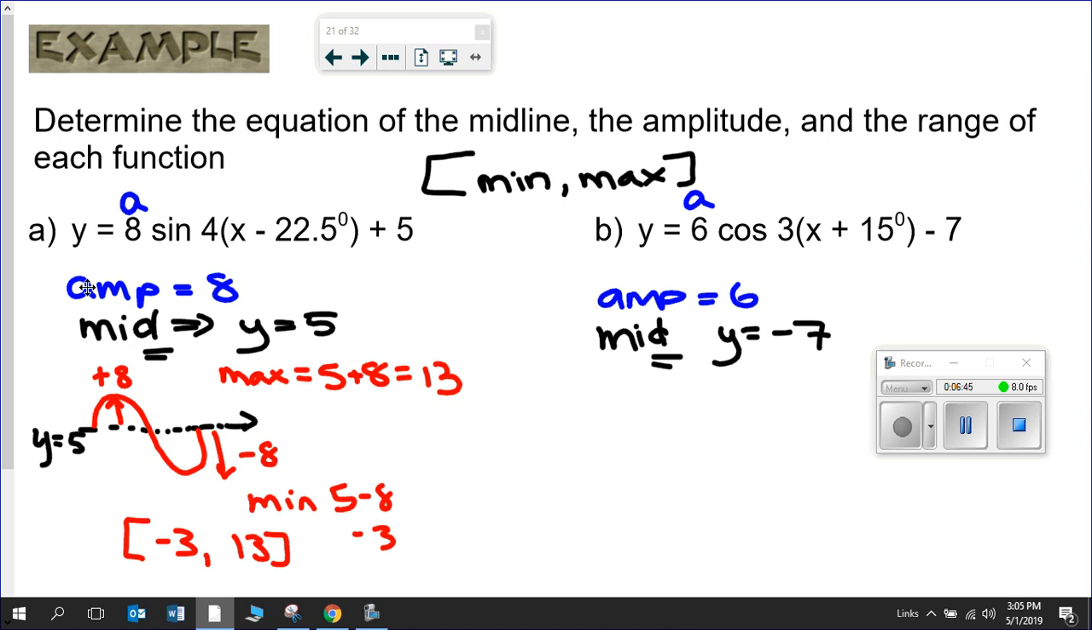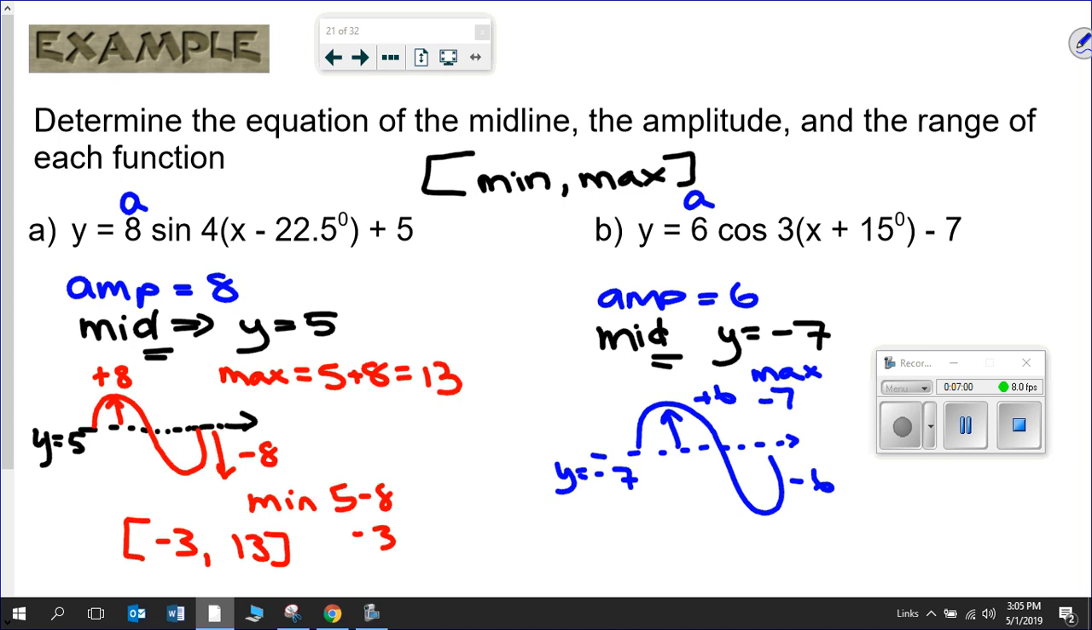Same thing over here, I draw a quick little sketch. This is Y equals -7. I do have to go up 6, and I do have to go down 6. So my max is going to be -7 plus 6, which is -1. My min is going to be -7 subtract 6, which is -13. So -13 to -1 is that range.